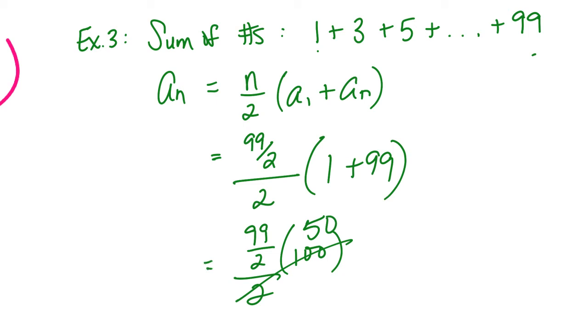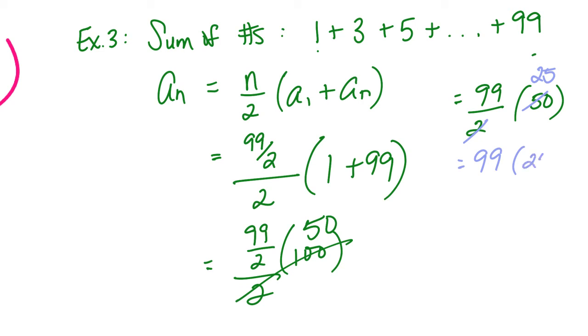So now what we have is 99 divided by 2 times 50. And again, we can cancel out to get 99 times 25. Well, on my good old calculator, if I take 99 times 25, I get 2,475.